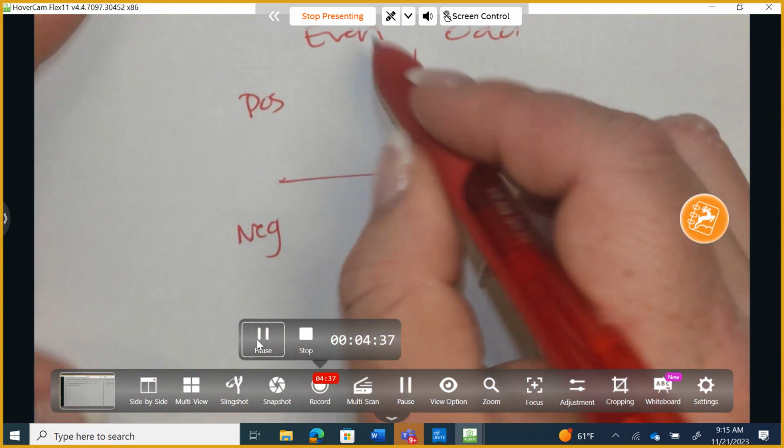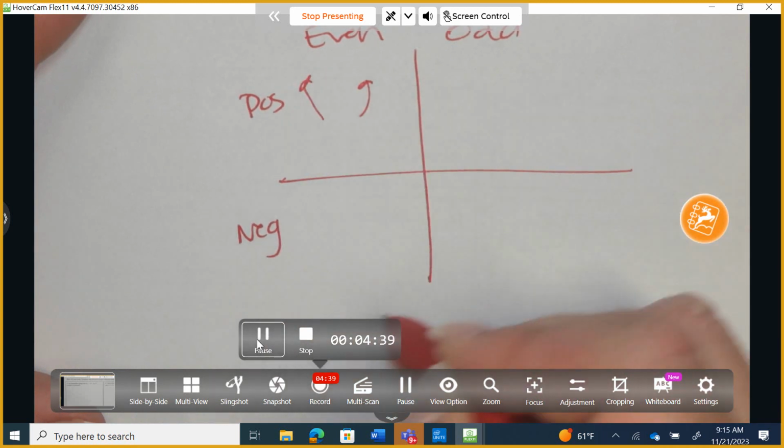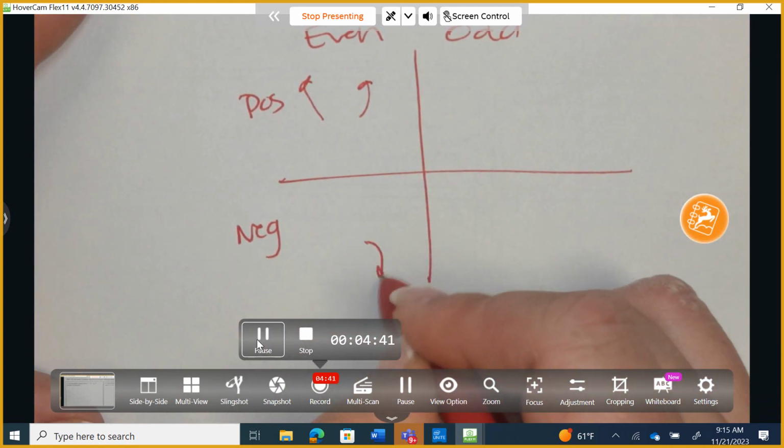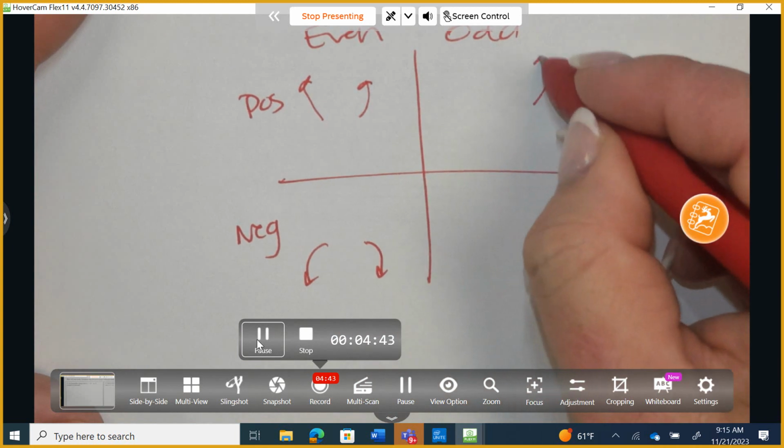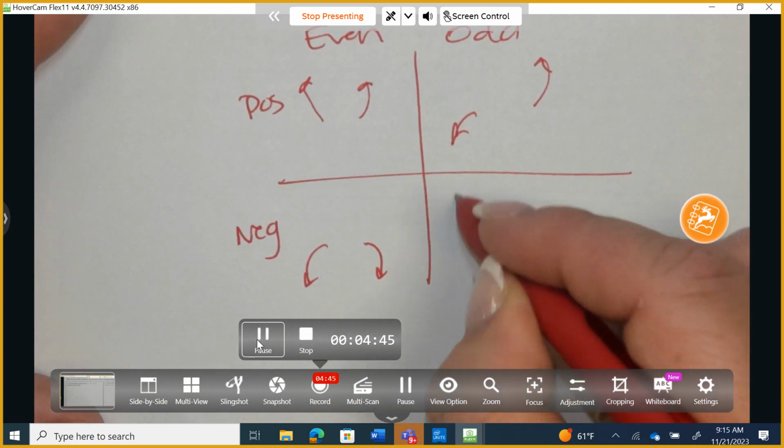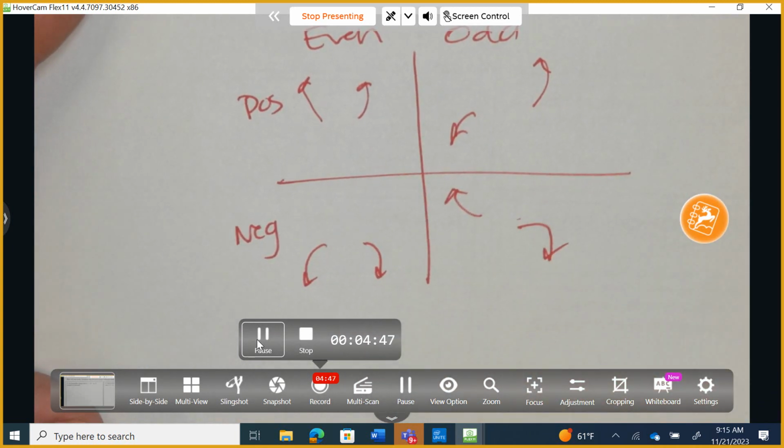So if it is even, positive is up on the right and up on the left. If it's even, negative is just the opposite. Odd, positive: up right, down left. Odd, negative: up left, down right.